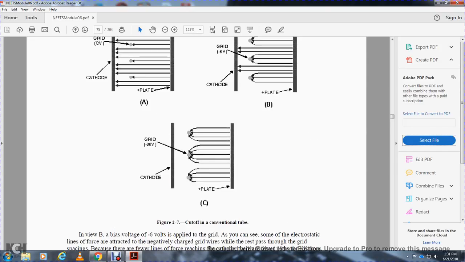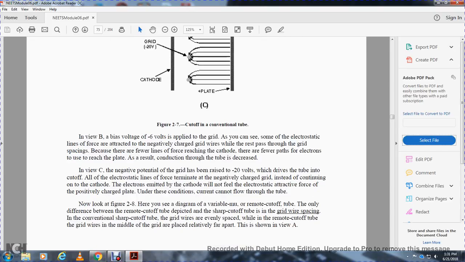Figure 2.7 shows the cutoff of the conventional tube. In view B, with a bias of -6 volts applied to the grid, as you can see, some of the electrostatic lines of force terminate on the negatively charged grid wires, while the rest pass through. Because fewer lines of force reach the cathode, there are fewer paths for electrons to reach the plate. As a result, conduction through the tube is decreased.